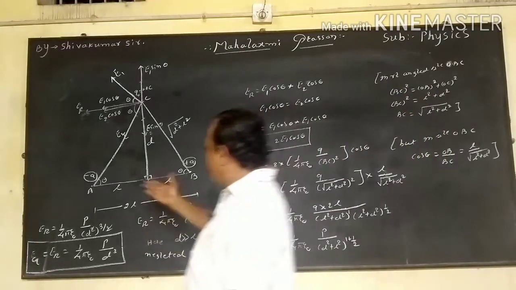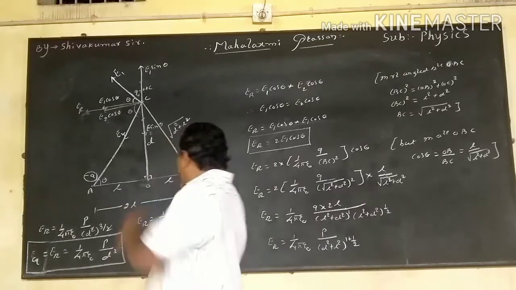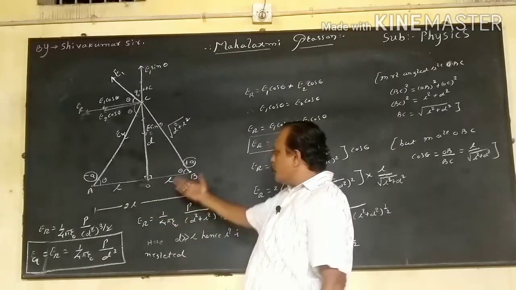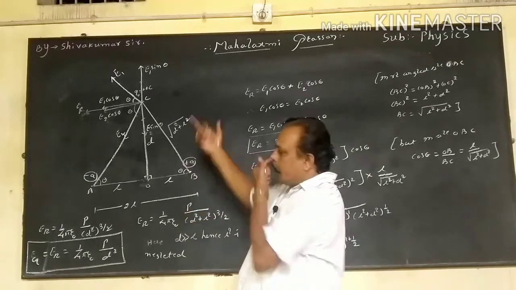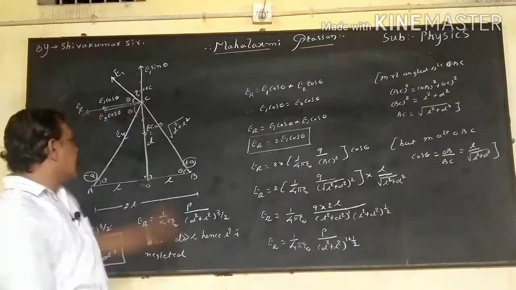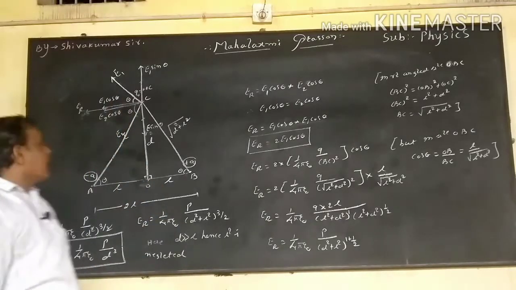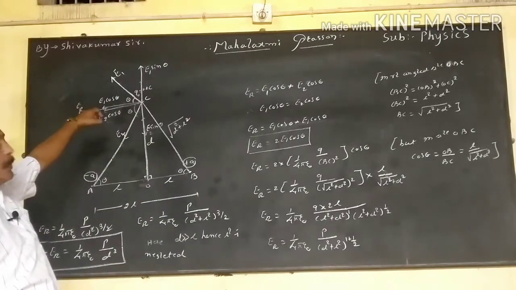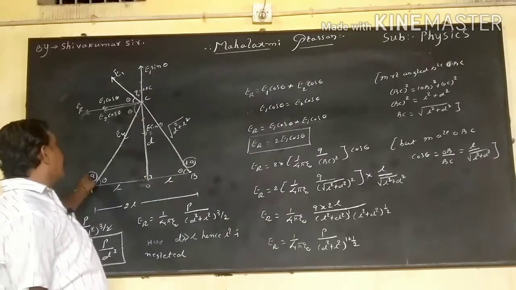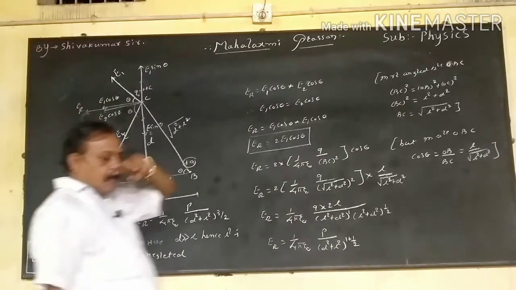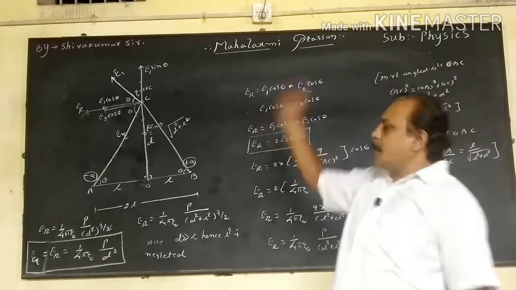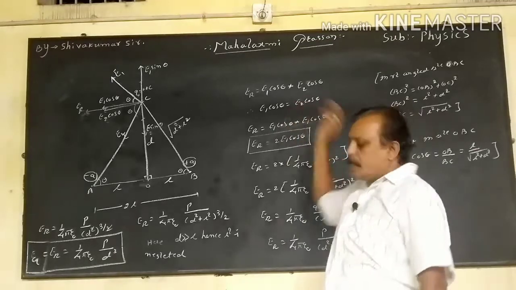Consider a dipole of dipole moment P. That is understood. So C is a point on the equatorial line at a distance d from the center of the dipole, where the electric intensity is to be determined. E1 and E2 are the electric intensities due to the charges plus Q and minus Q, and they get resolved. The resolved components are as shown in the figure. Then you go for the derivation steps.